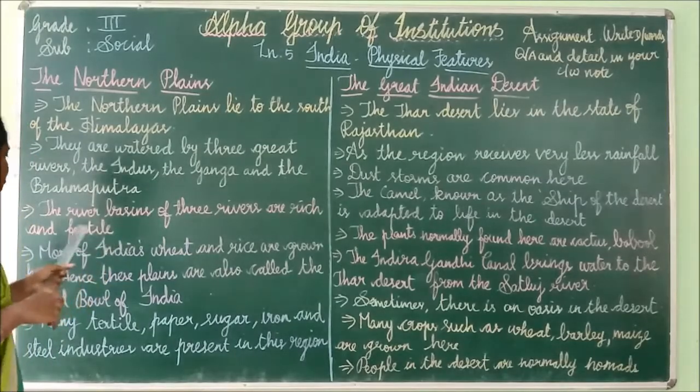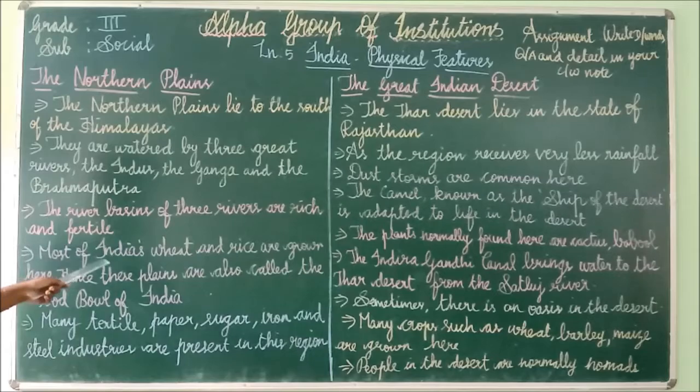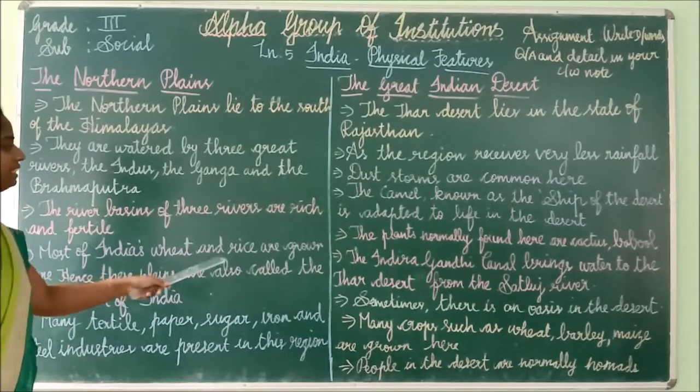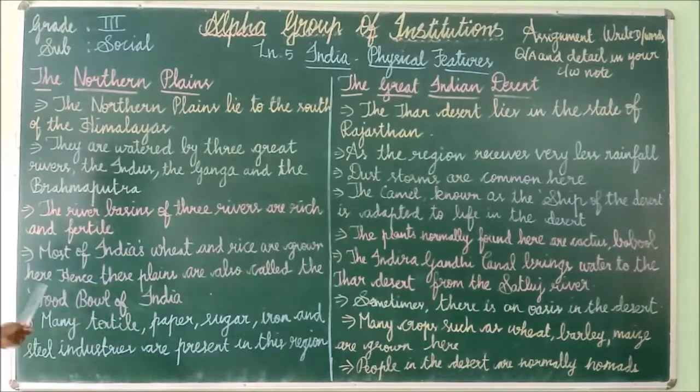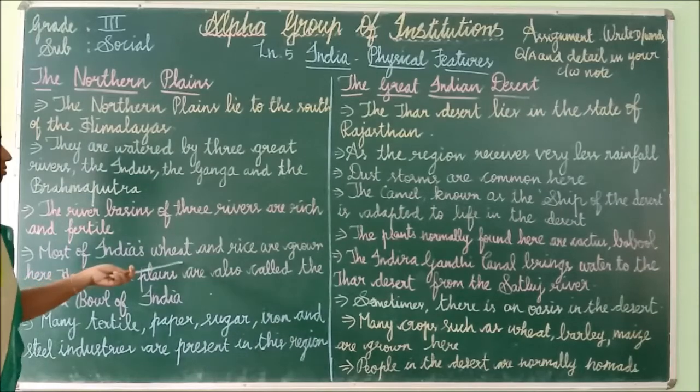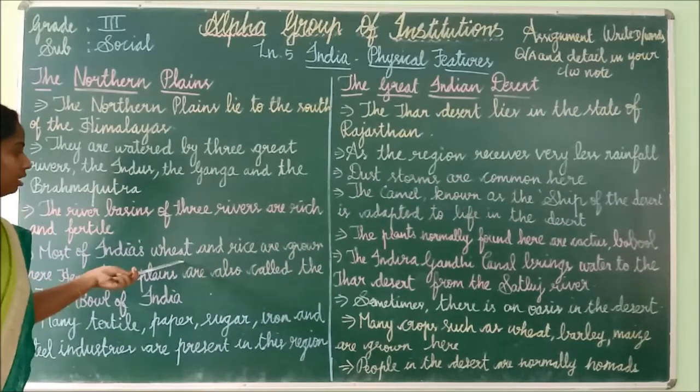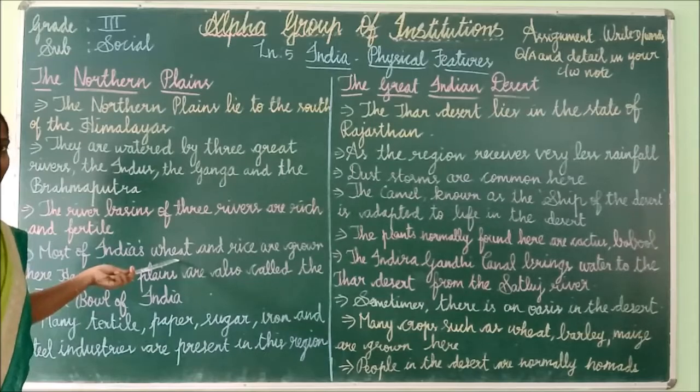Okay, and then next point, most of India's wheat and rice are grown here. What is it, children? See, here is a very important point. You have to listen carefully. See, most of India's wheat, this we are using daily as a food for making chapati, isn't it?